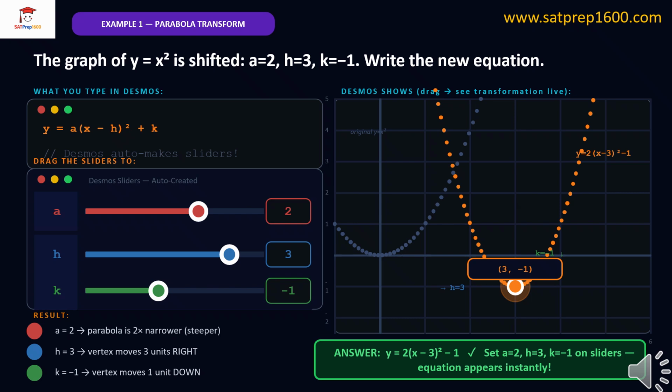Drag a to 2. The parabola gets twice as narrow, twice as steep. Drag h to 3. The vertex slides 3 units to the right. Drag k to negative 1. Vertex drops 1 unit down. Look at the screen. Vertex is now at the point (3, negative 1). The equation appears right there: y equals 2 times (x minus 3) squared minus 1. That's your answer. No rules. No sign confusion. Just drag and read.